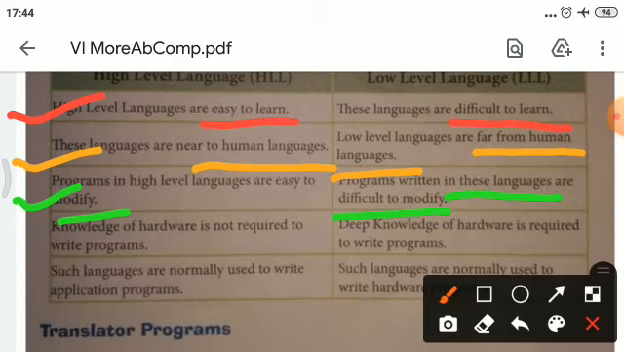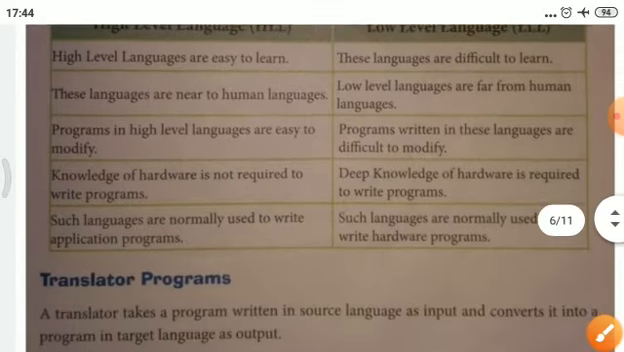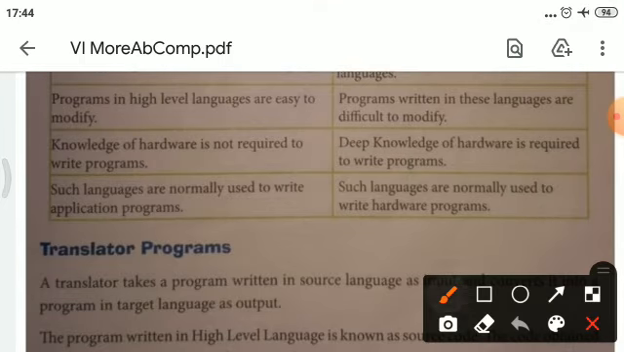And next, knowledge of hardware is not required to write programs in high level languages, but deep knowledge of hardware is required to write programs in low level languages. And next, high level languages are normally used to write application programs, and low level languages are normally used to write hardware programs.